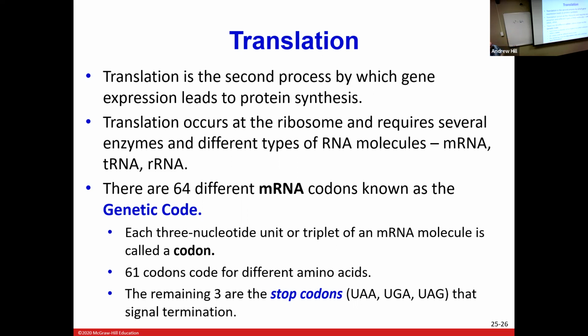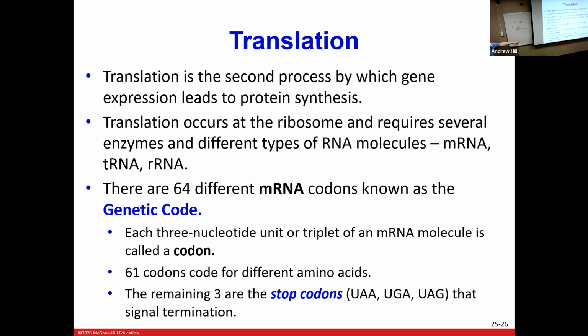So each nucleotide unit or triplet of messenger RNA molecule is called a codon. Now we have 61 different codons. So this is kind of an interesting fact. These are 64 possibilities, right? Just by math, we have to have that. But there are 61 actual codons that will code for a protein. So that means there's some others that are not going to code for protein. But we're going to get to that. So what are they doing? It's a little bit of a mystery.